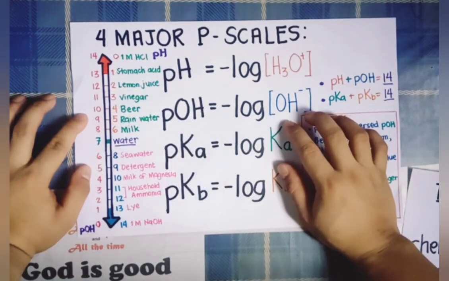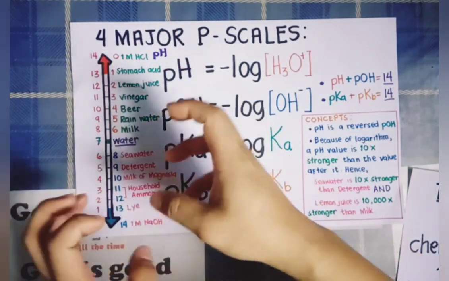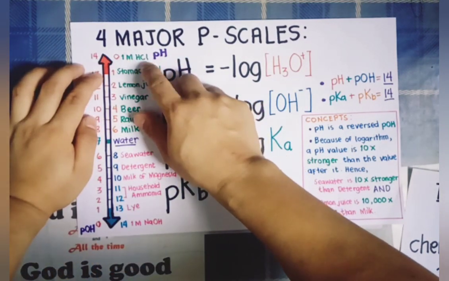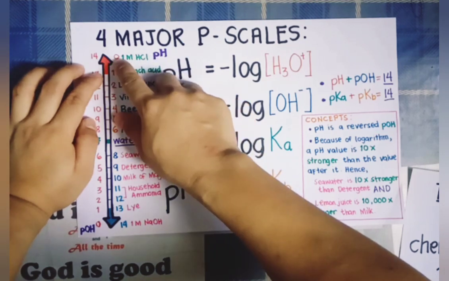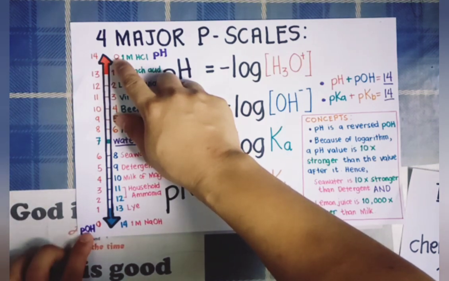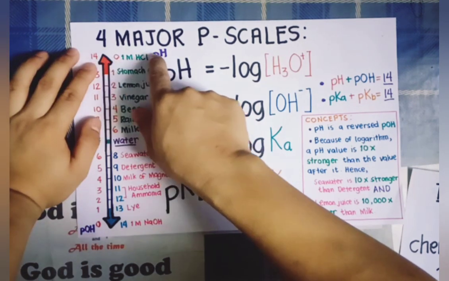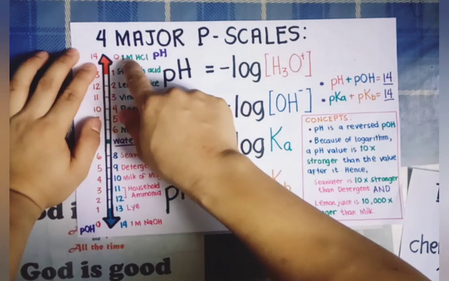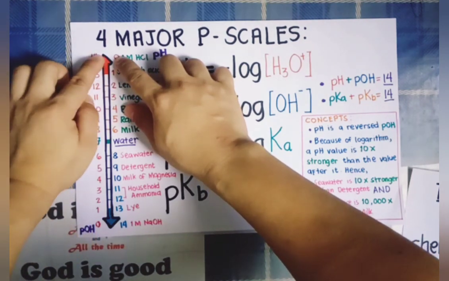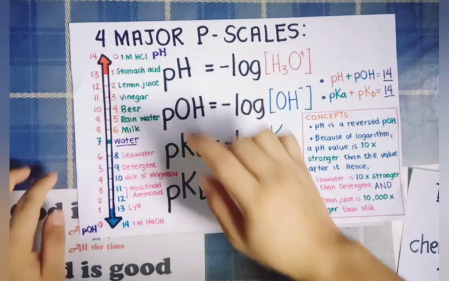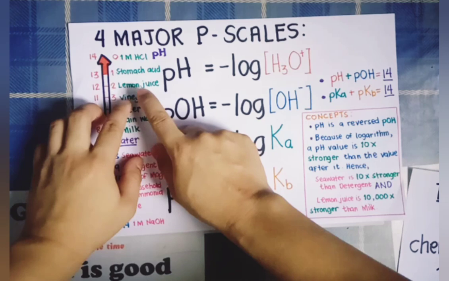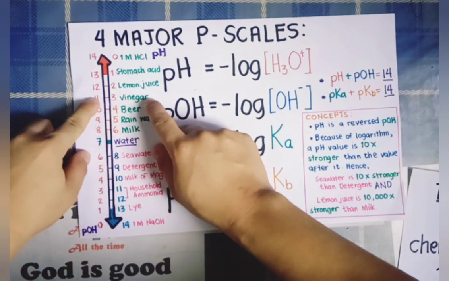Okay, now if we are going to reverse this one, we are going to have here the pOH instead of pH. And so hydrochloric acid, which has actually a pH of 0, might have a pOH of 14 in the pOH scale. Okay, so again, hydrochloric acid that has a pH of 0 in the pH scale might have a pOH of 14 in the pOH scale. Okay, how about for example the vinegar? The vinegar has a pH of 3 but has a pOH of 11.